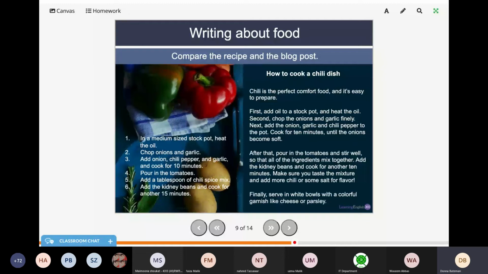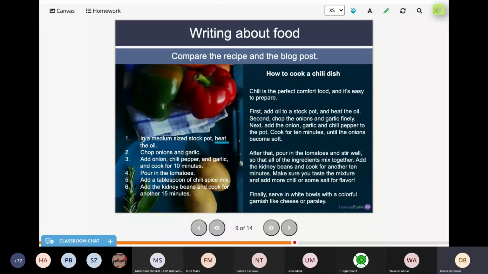Obviously, on the right-hand side, in the blog post, we have a lot more detail. Yeah, the recipe just tells us the bare facts of the things that we need to know and the things that we need to do. Some of the same language is used, words like heat the oil. These are instructions. So we just use the verb. We don't add you or another pronoun. We just use the verb.